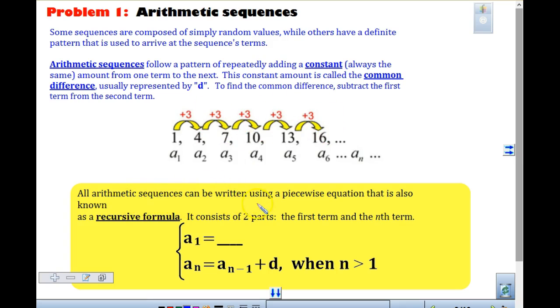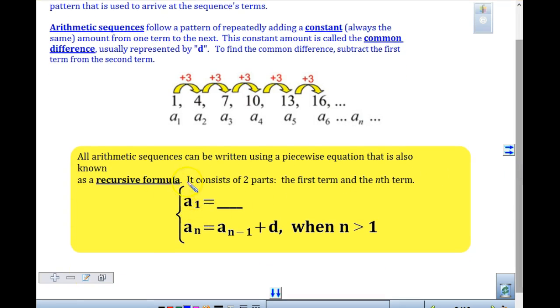It says all arithmetic sequences can be written using piecewise equations, also known as a recursive formula. 2 parts. So when I ask you to write a recursive formula on our test next week, I'm going to be looking for the first part, then I'm going to look for a sub n, and I'm looking for the rule. This is always our rule, and you have to have when n is greater than 1, okay?